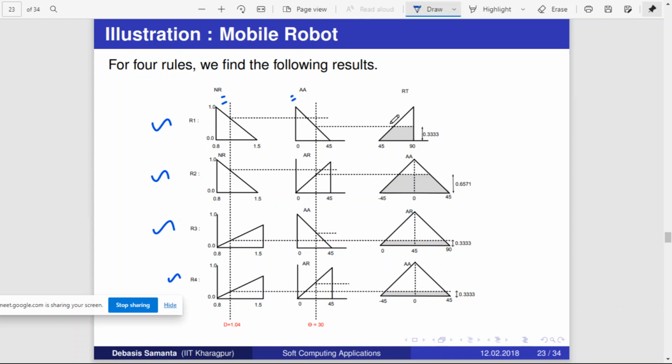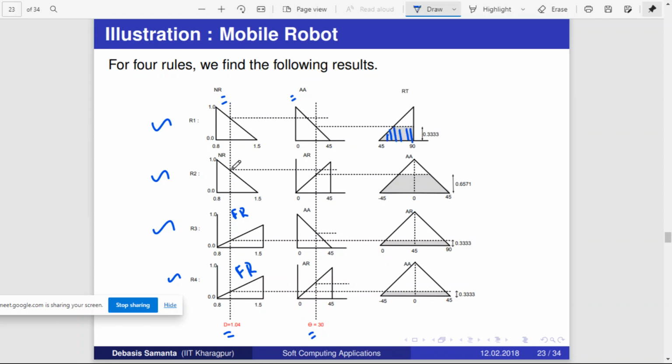So just draw a vertical line and see where it is hitting on all these membership functions. Similarly for 30 degrees, you see where it is hitting on all these membership functions. Now draw a horizontal line. Now this is the resultant membership function. Here we will take only this part.